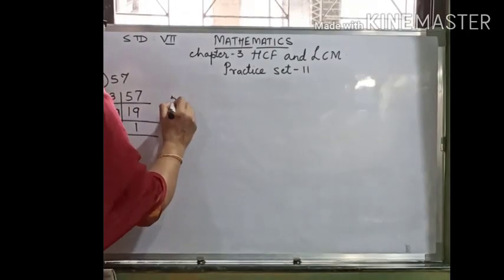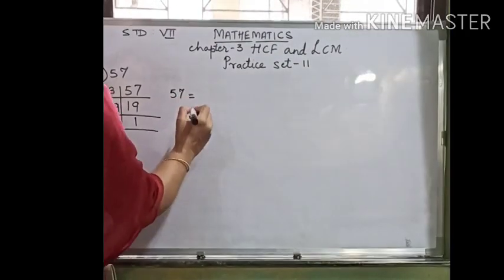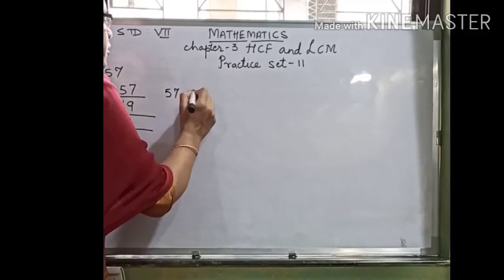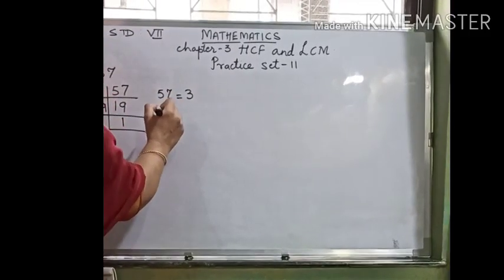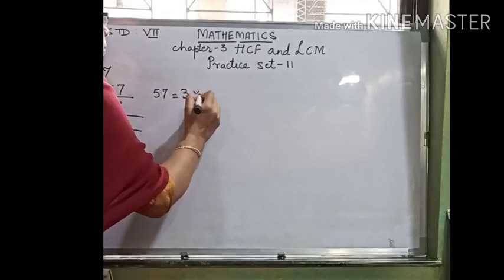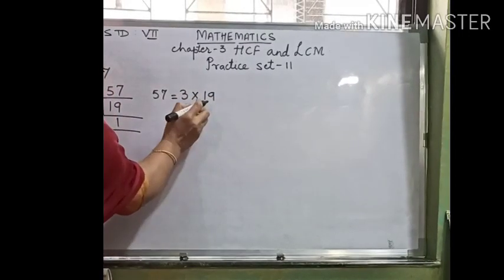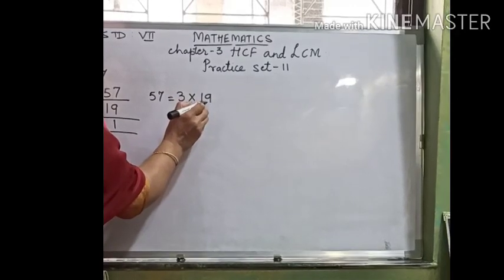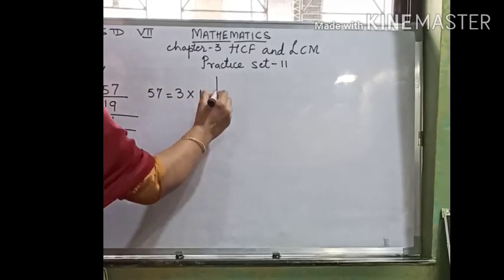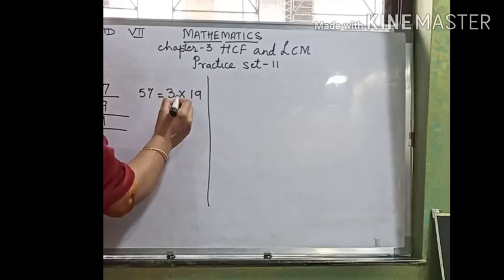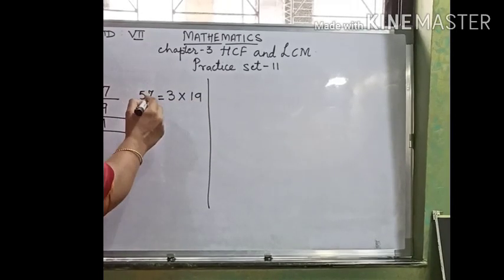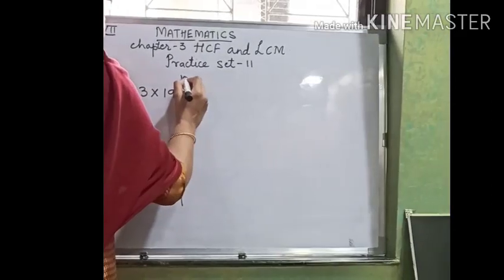The same we will find out in horizontal way. 57 is not divisible by 2. Therefore we will divide by 3. 3 multiplied by 19. Now this is the last step, because further I cannot divide 19. So 3 multiplied by 19 is the product form of 57. Now go to the next sum.